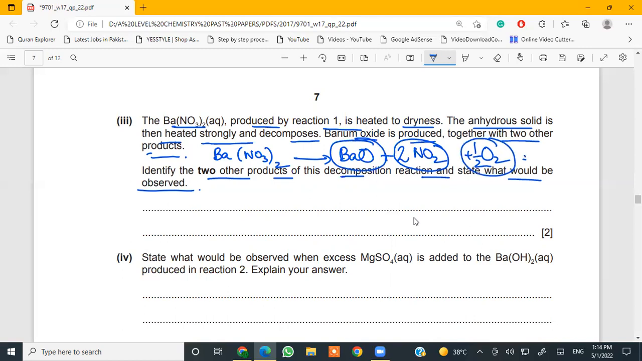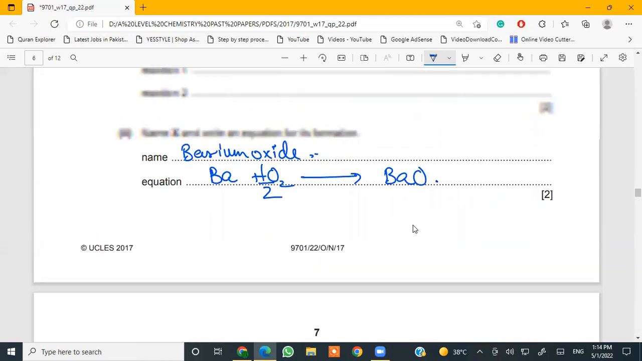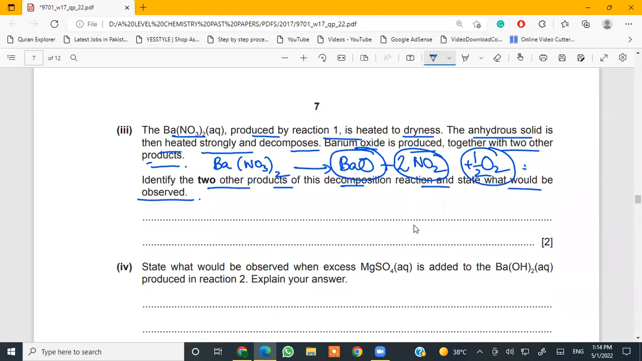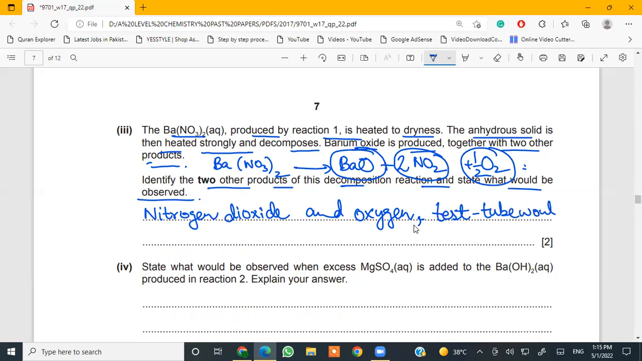So identify the other 2 products. What are the other 2 products apart from barium oxide? All right, so the other 2 products are nitrogen dioxide and oxygen, and the observation would be a brownish coloration in the test tube, right? So the test tube would turn brown because nitrogen dioxide is brown. That's the observation. Okay. Moving on.